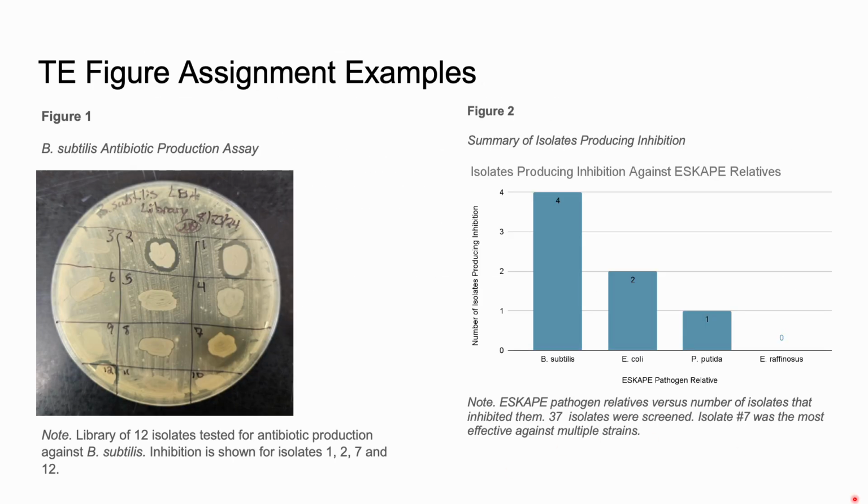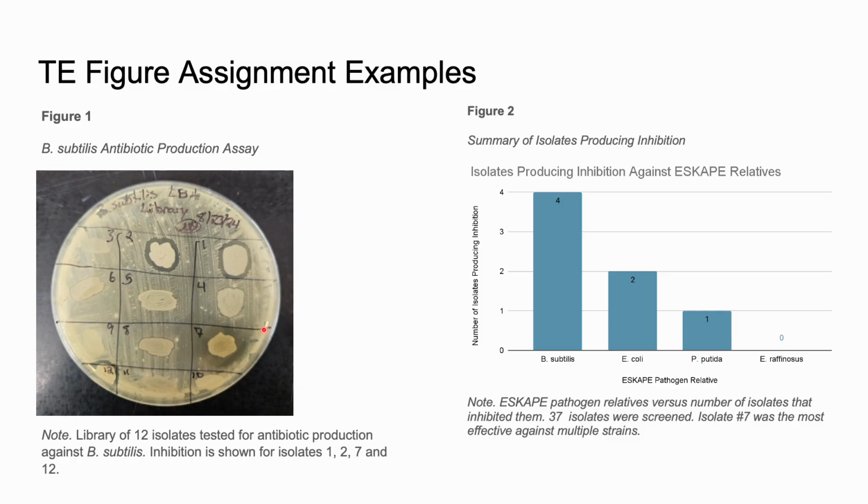Here are some examples of Tiny Earth figures. So you note the figure 1 and the figure 2, and then they have an italicized title. This one has an italicized title. Note that the chart itself has a title, but this is in the writing in your Word document. It has a title with the figure. And then you have both images or chart. You have your note below that calls out inhibition is shown for isolates 1, 2, 7, and 12, that it's very clear what those results are.